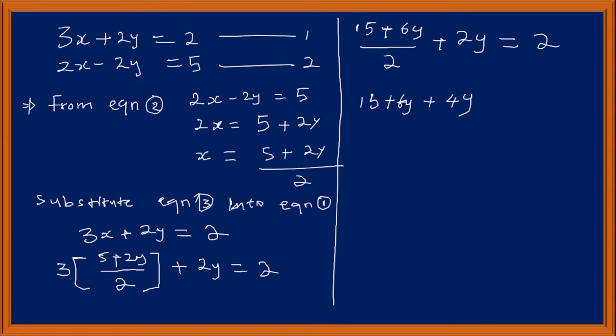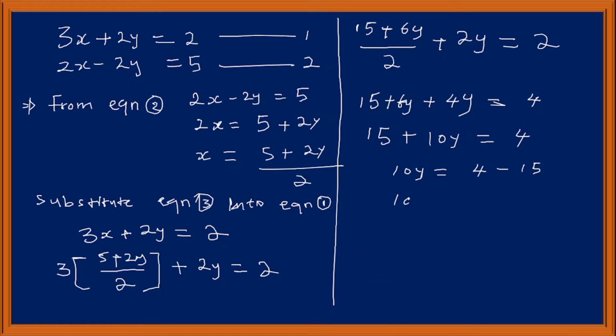So this is 15, 6y plus 4y. So multiply here by 2, I'm going to have 4. So 6y plus 4y is 10y. So I have 15 plus 10y is equal to 4. So I take 15 to the right hand side. I have 10y is equal to 4 minus 15.